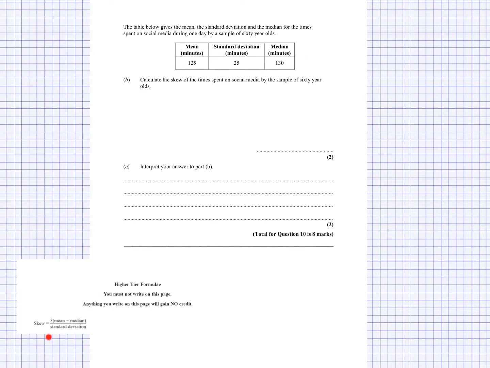Now I've copied here the formula page, and we do have a formula for skew given to us here. So the skew is equal to the fraction 3 times mean takeaway median at the top and standard deviation at the bottom. So you need to use this formula to find the value for this. Then you have to interpret your answer to part B.